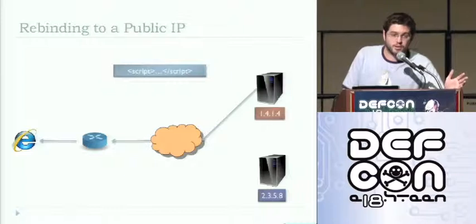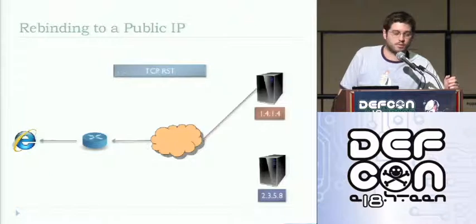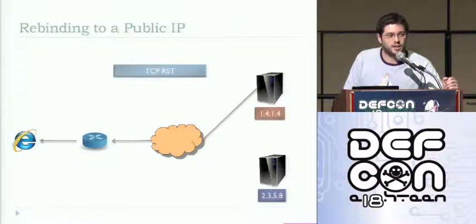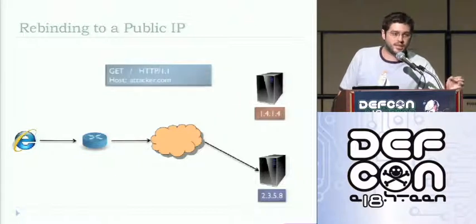Now that JavaScript is going to immediately attempt a connection back to attacker.com. The browser says, well, you came from attacker.com, you're going to attacker.com. My same origin policy is happy with that. But as soon as the browser attempts that connection back to the 1414 server, that server responds with a TCP reset packet. So now the browser says, crap, that IP's down. But I have the second IP address. So it immediately switches over to the second IP, which is 2358.